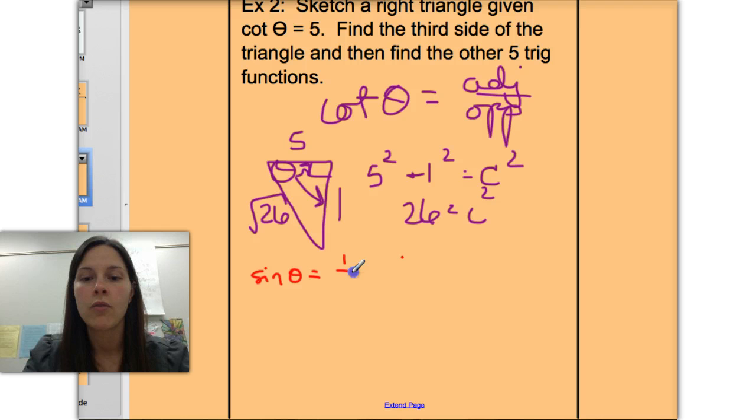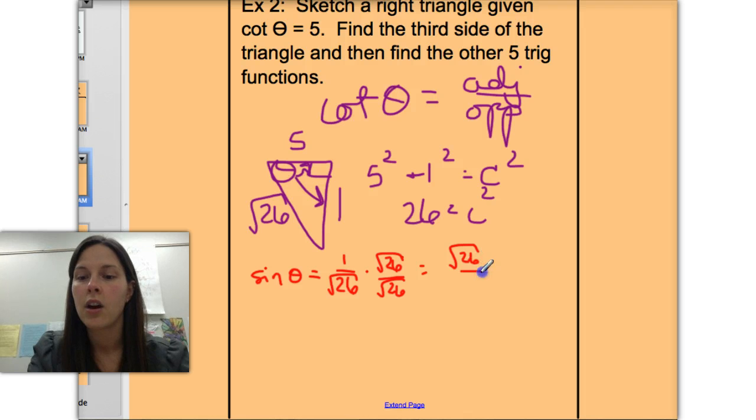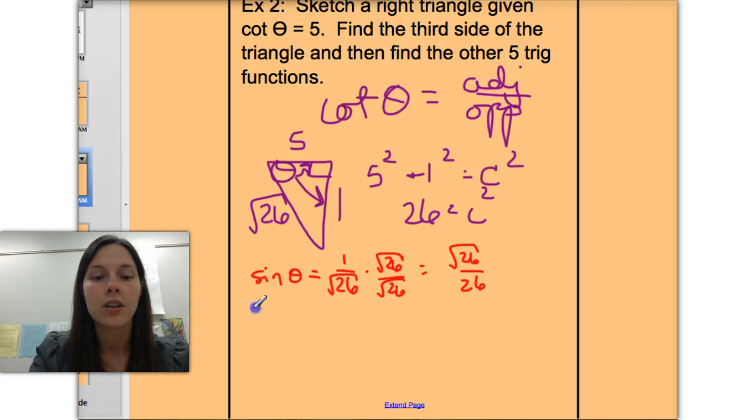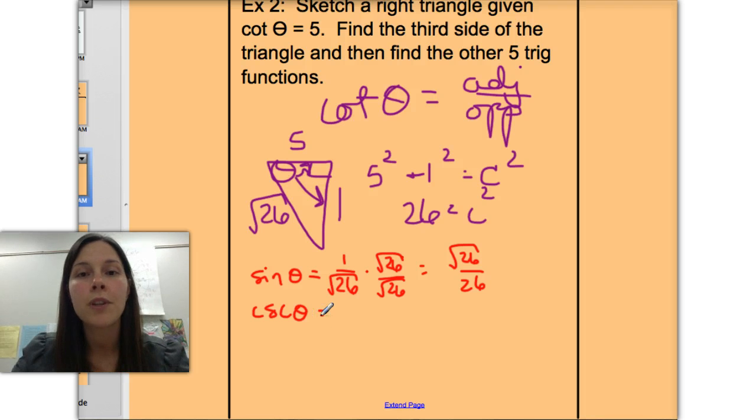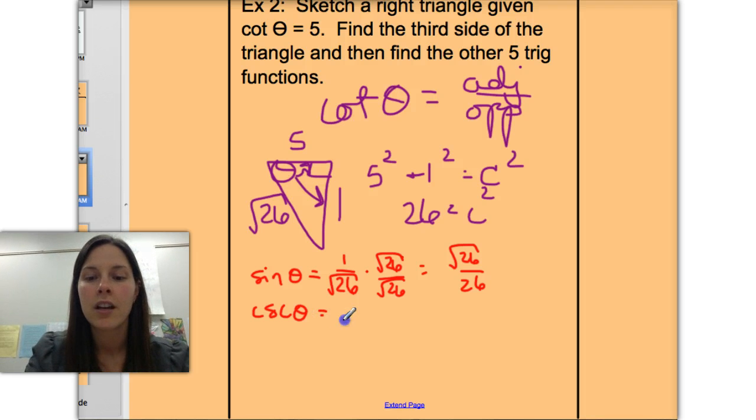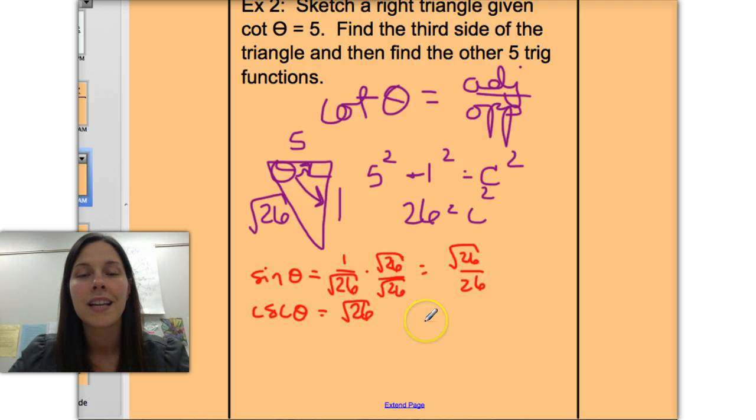So opposite over hypotenuse. And to rationalize our denominator, because we don't leave radicals in the denominator, we're going to multiply by square root of 26 over square root of 26. So we have square root of 26 over 26. Instead of finding cosine next, I'm going to find cosecant, which is the reciprocal of sine, and I'm going to flip the one where the radical was in the denominator so I don't have to rationalize it again. So flipping 1 over the square root of 26, I get the square root of 26 for my cosecant.